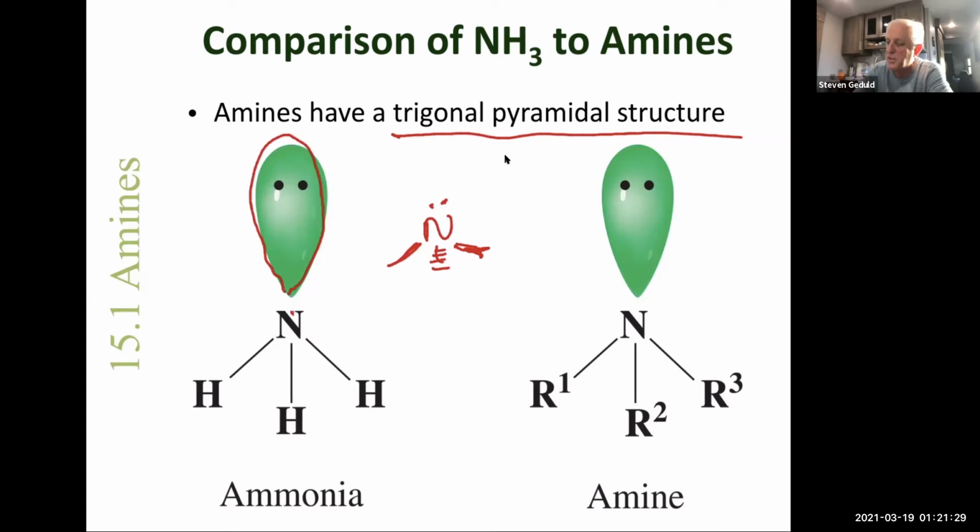So this is ammonia because it has the 3 hydrogens. And when you start substituting it, with either 1 group, 2 groups, or 3 groups, it becomes an amine. It doesn't have to be all 3. It could be any one. You can have 1 R group, 2 R groups, or 3 R groups, and they're all amines.